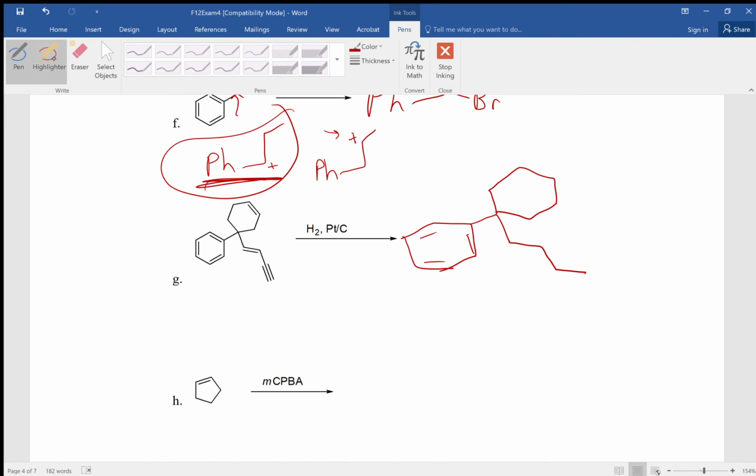The ring on the left, the aromatic ring, remember, those are not considered alkenes or alkynes. Those are a completely separate functional group. And so because of that, the aromatic ring itself doesn't get touched. In fact, if you want to hydrogenate an aromatic ring, you typically need about 130 atmospheres of pressure.